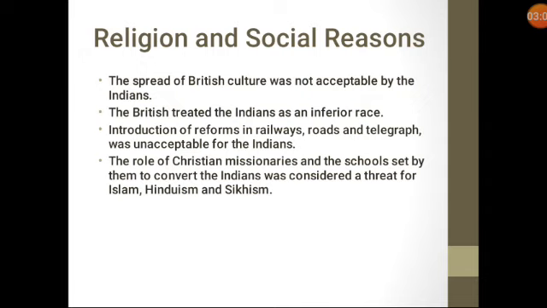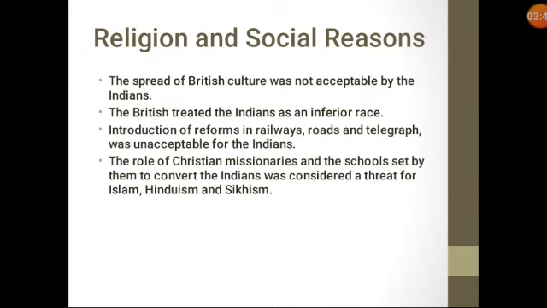The spread of British culture was not easily acceptable by the Indians. The British treated the Indians as an inferior race. Obviously, the British were very proud and they used to consider the Indians very inferior to them. Introduction of reforms in railways, roads, telegraph, and some other departments of the society was also unacceptable for the Indians. Indians were having traditional thoughts and they disliked the new ways of life or the reforms introduced by the British.